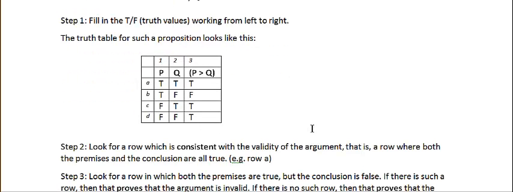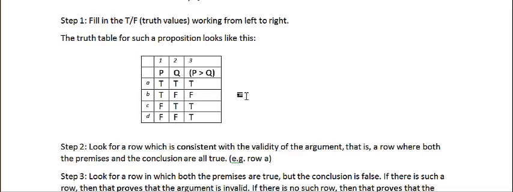Okay. Step 2, we look for a row which is consistent with the validity of the argument. That is, a row where both the premises and the conclusion are all true. And we find such a row, A. Everything here, both premises, if P then Q, P, they're both true, and so is the conclusion Q, which is also true. But again, just because everything is true in a deductive argument, that doesn't mean that it is a valid argument.